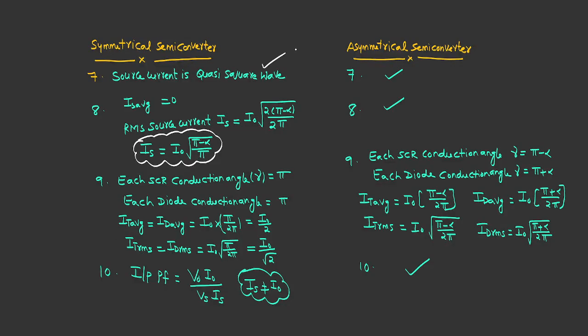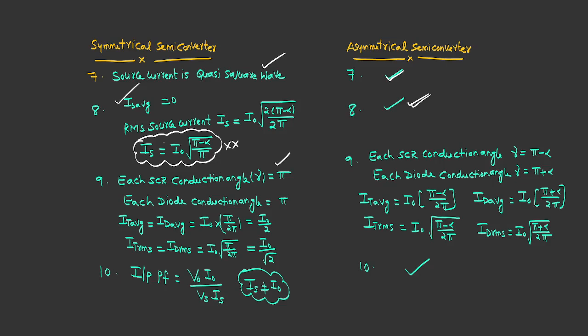Source current is a quasi square wave. In asymmetrical also, source current is a quasi square wave. The average source current is 0 here also. The RMS source current is I naught into square root of (pi minus alpha) by pi, and here also the RMS source current equals I naught into square root of (pi minus alpha) by pi.